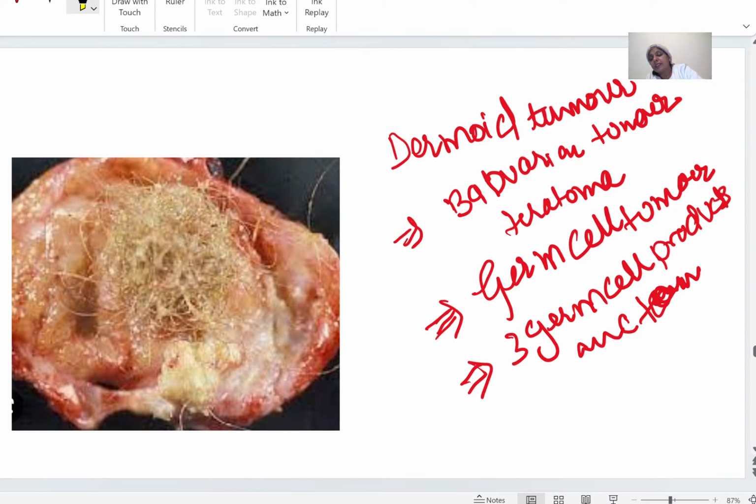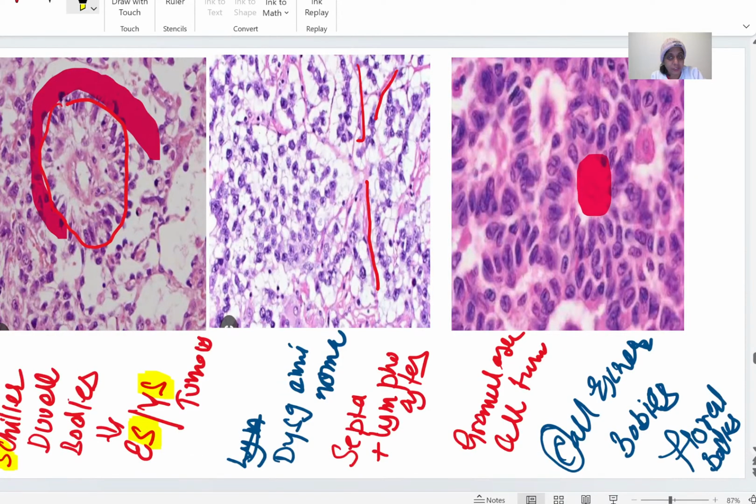Okay, these three are the histopath images of ovarian tumor. First is the Schiller-Duval bodies. Here the empty space is present. Second is the dysgerminoma. Okay, here the septa are present along with lymphocytes. Third is the Call-Exner bodies, which are seen in granulosa cell tumor. Here the empty space is present in between.